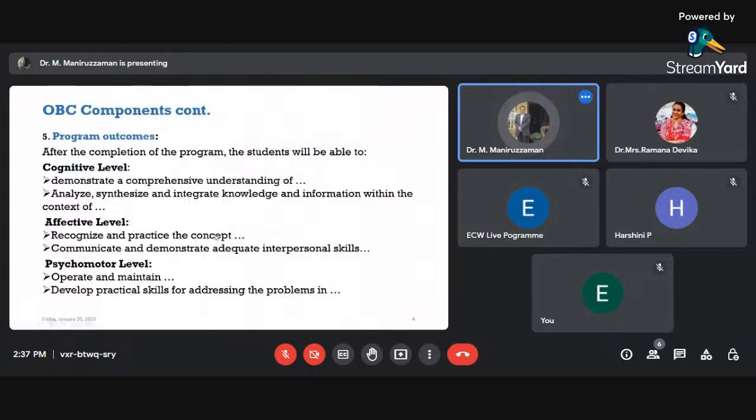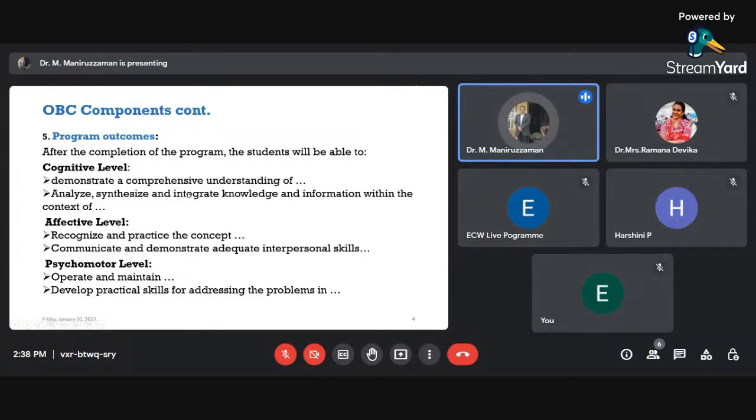Component number 5, program outcomes. After the completion of the program, the students will be able to, number one, you see here, I have used 3 levels of learning: cognitive, affective and psychomotor. The students will be able to demonstrate a comprehensive understanding of something, analyze, synthesize, and integrate knowledge and information within the context of something. In this way, I have just shown examples.